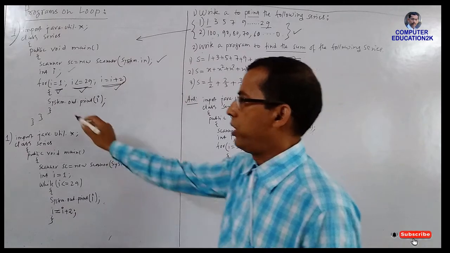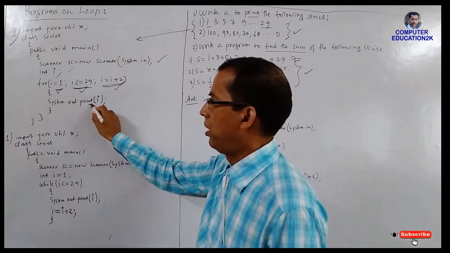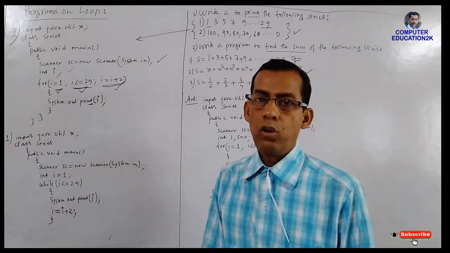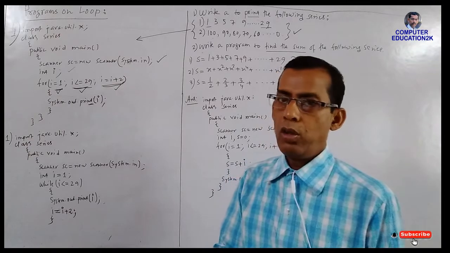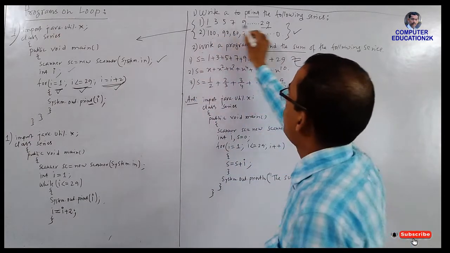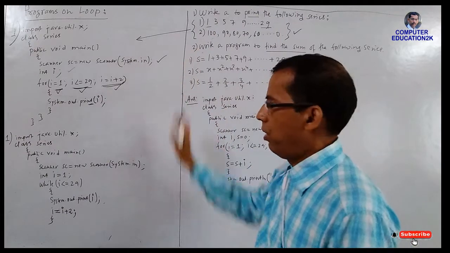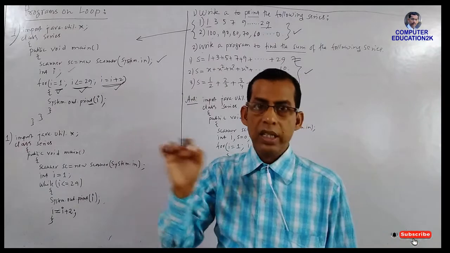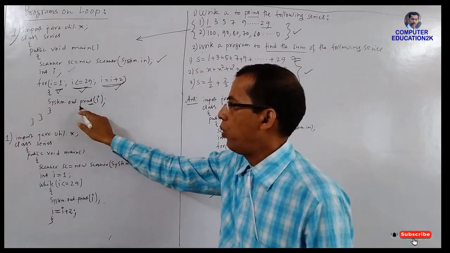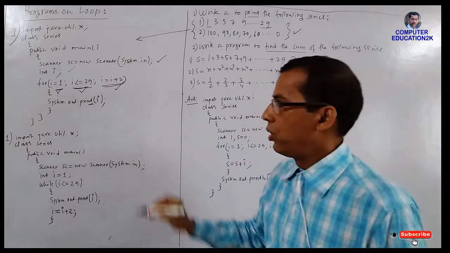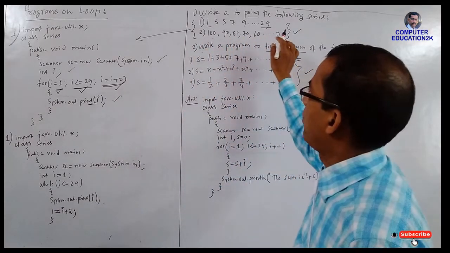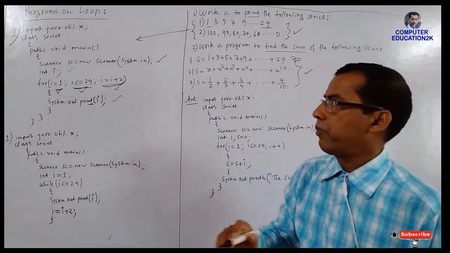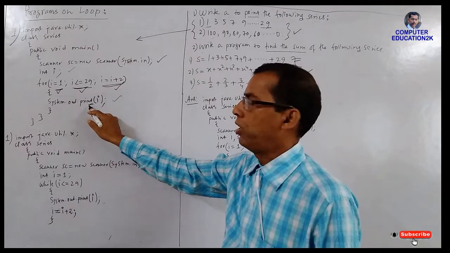And here I have written system.out.print. See here, system.out.print. I have not written system.out.println. Don't write system.out.println, otherwise it will print this series in vertical order. But you have to print the series horizontally in a row. So if you write system.out.print, the values will be printed 1, 3, 5, 7, 9, up to 29 in a row in a horizontal manner, because I have written system.out.print.